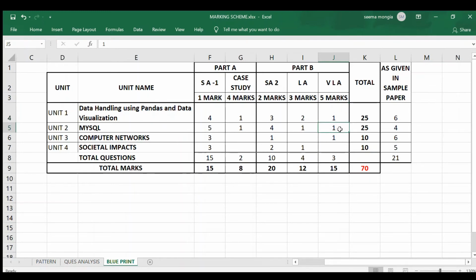The next 5 marker question is a short question. This will be 100% from your MySQL only. So this 5 marker question will be from MySQL.